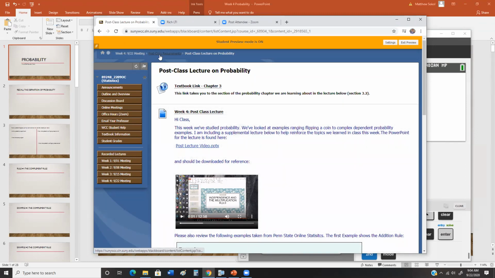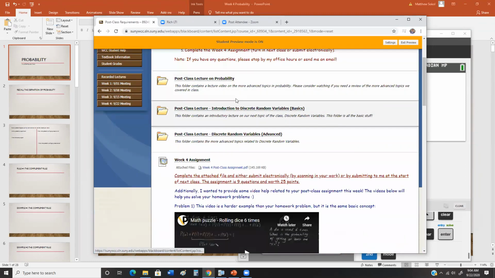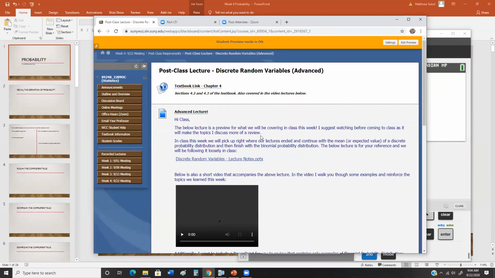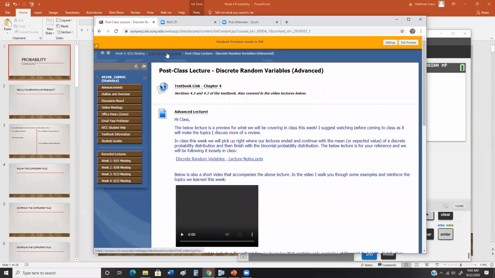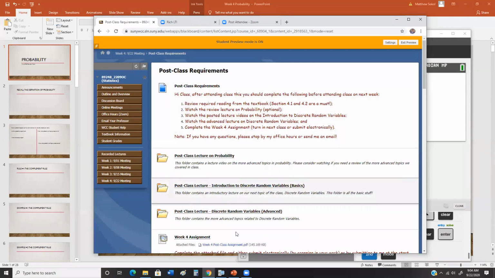And then on your own, you're going to be learning about something called discrete random variables. And then under this one here, you're going to be learning about something called the binomial probability distribution. Those are a little bit harder concepts.